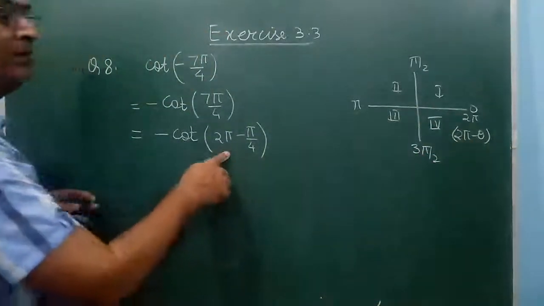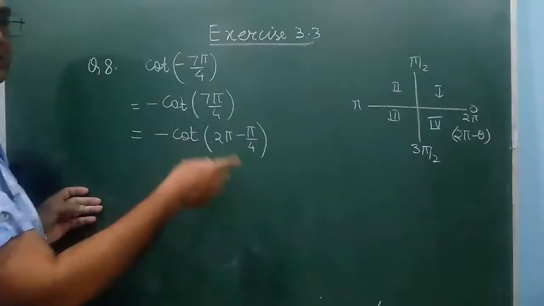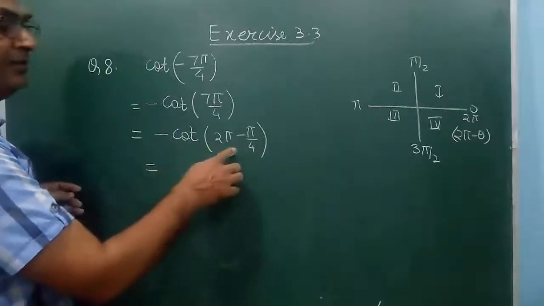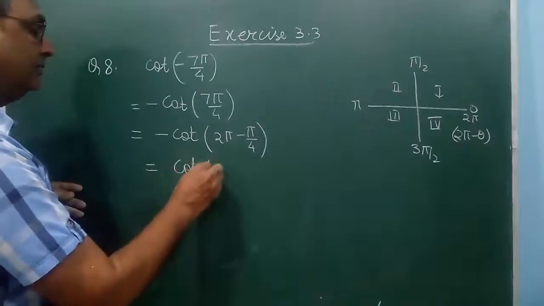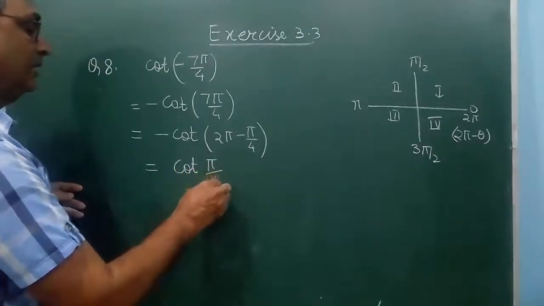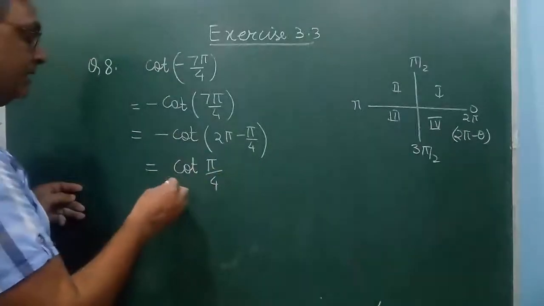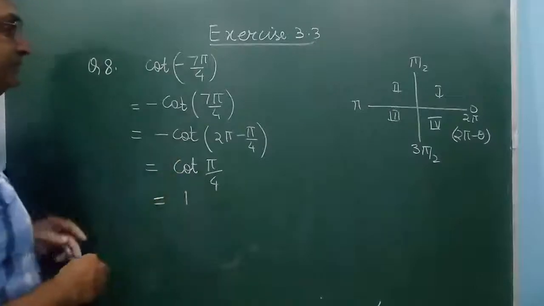In fourth quadrant, what is positive? Cos is positive, and sec is positive, rest are negative. So minus is already there, and 1 minus we will get from here. So here it will be cot pi by 4, because this minus and the minus we will get from here, that will be minus into minus plus, and cot pi by 4 is 1.